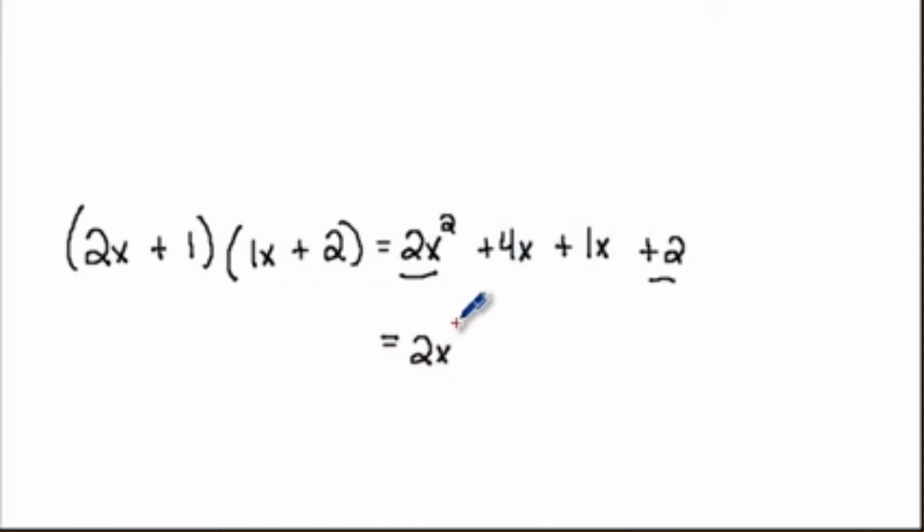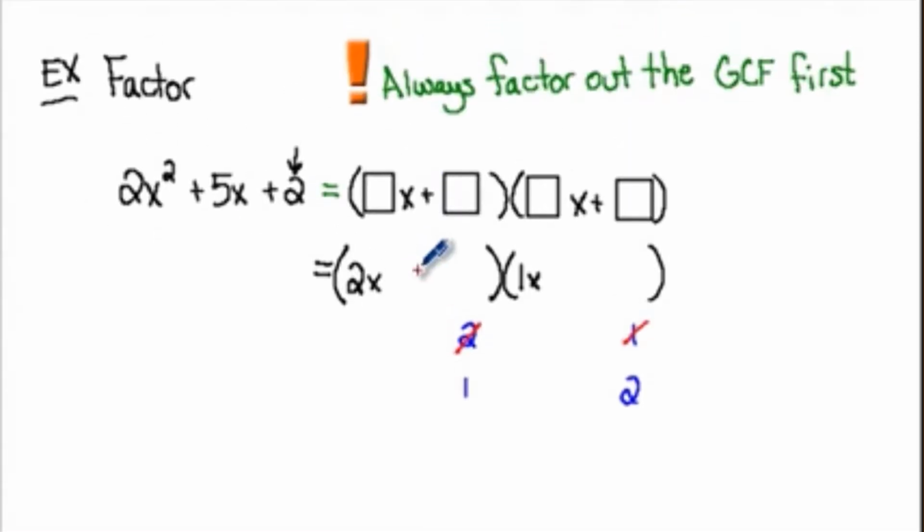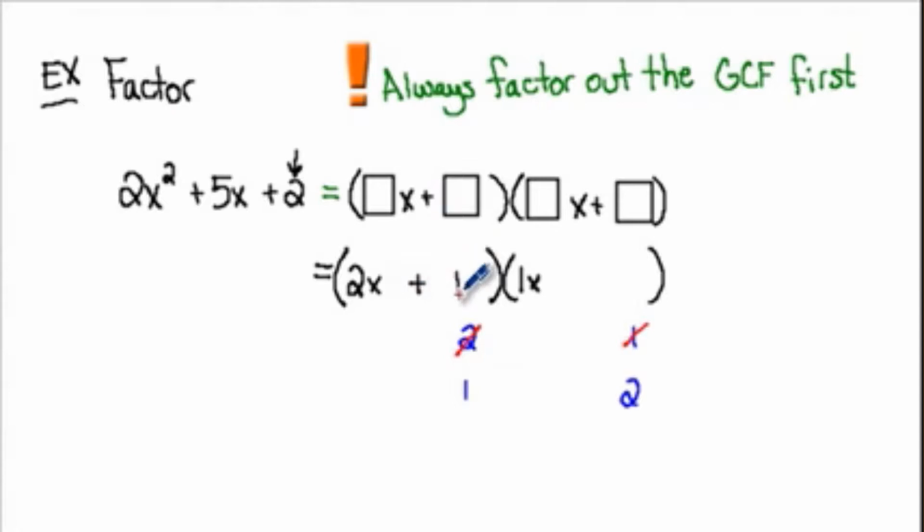By the way, this turns out to be 2x squared plus 5x plus 2. So we know that that is the winner for our factorization. I'm just going to put the plus 1 here and the plus 2 there. Therefore, our trinomial factors into 2x plus 1 times x plus 2. Now at this point, that's somewhat of a lengthy method when you first learn it, but when you're good at it, it goes very quickly.